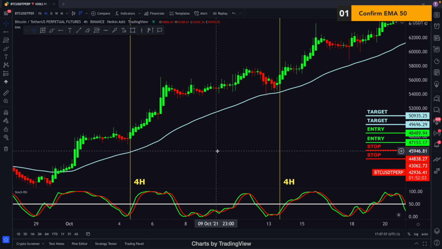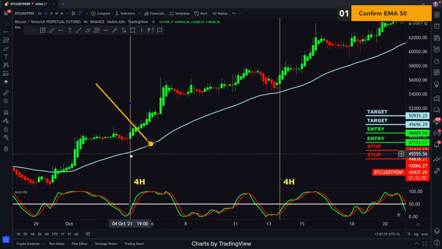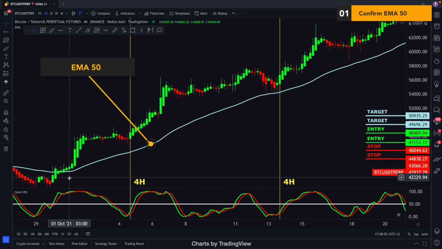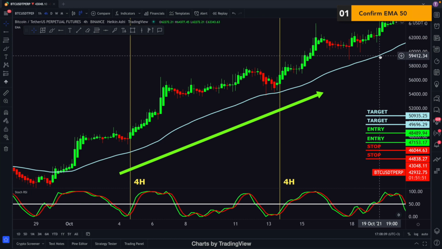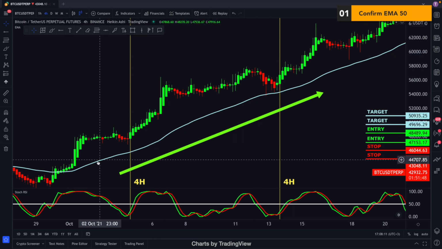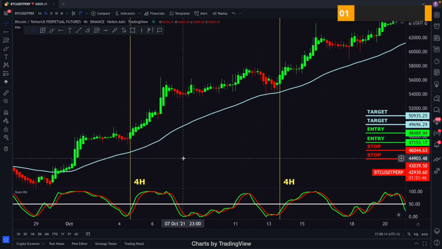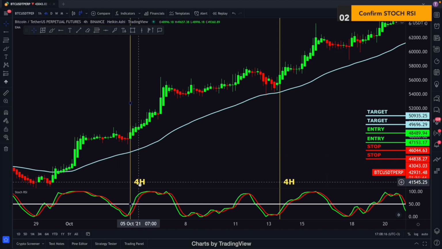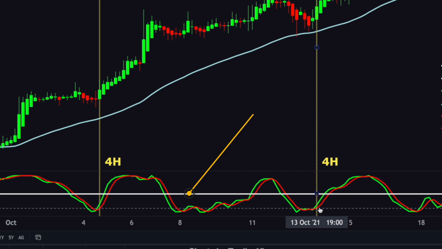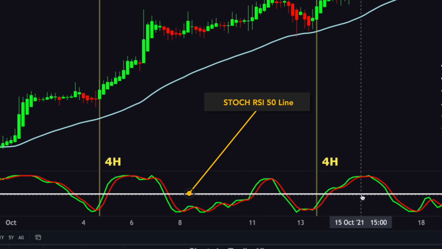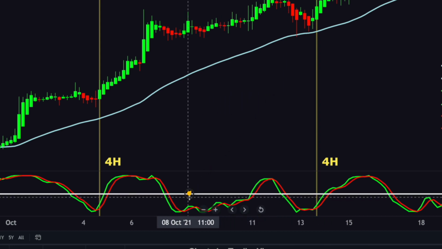Confirm EMA 50. As you can see on the chart, the Bitcoin price jumped at the beginning of October and gives us around 1 month uptrending momentum. So our step 1 is confirmed for all of October. In step 2, as usual, I look for recent stoch RSI crossover below 50 line. Why do I look for crossovers below 50? Because it generally confirms a recent pullback, and a reaction always comes after a pullback.